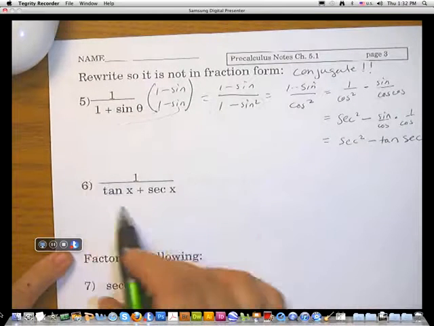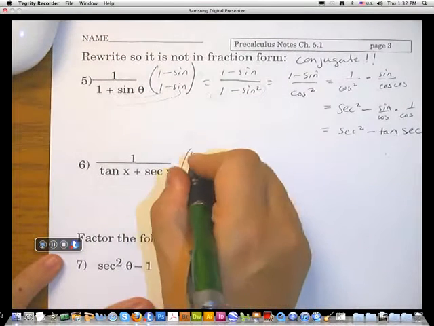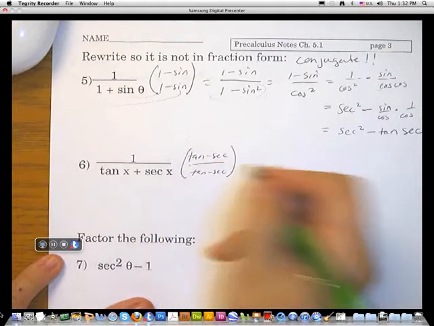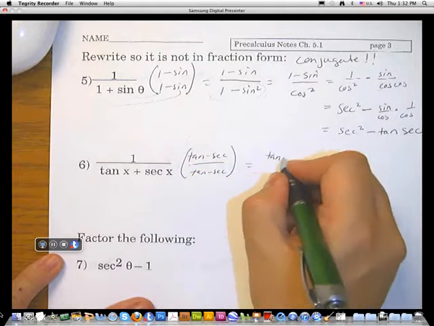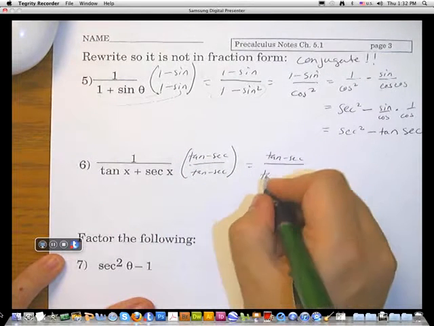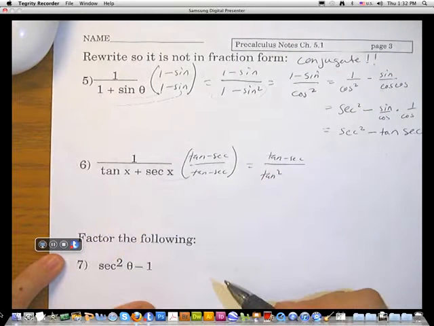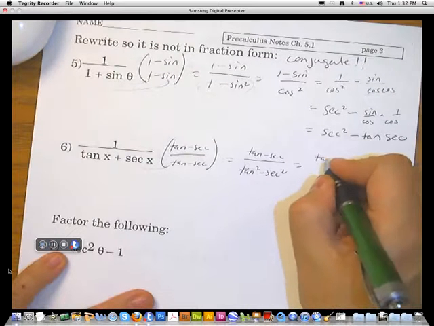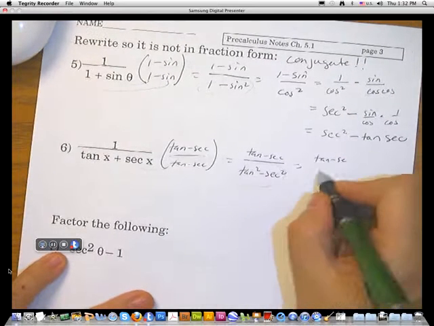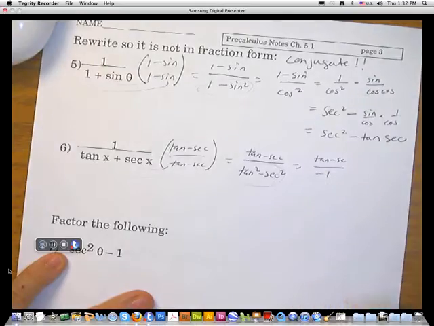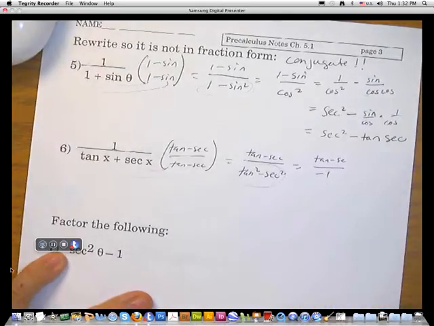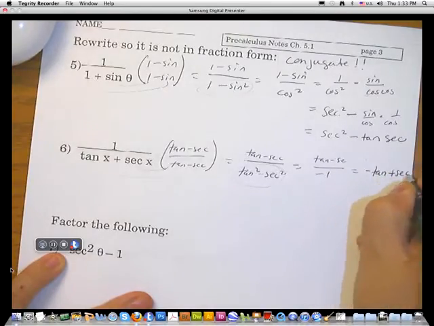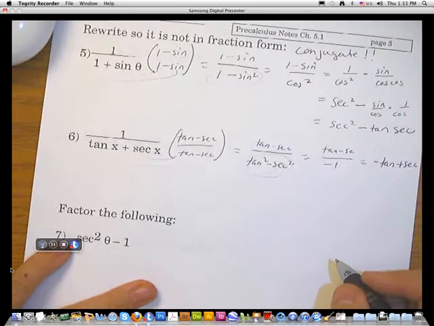Okay, so we're going to try that again down here. We're going to multiply by the conjugate of tangent minus secant, which is going to give me tangent minus secant on top. On the bottom, I'm going to get tangent squared. Inners and outers are going to go away, so minus secant squared. So I get tangent minus secant, and the bottom is negative 1, according to my identity properties. So reducing that, I get negative tangent plus secant, because it's going to switch the signs.